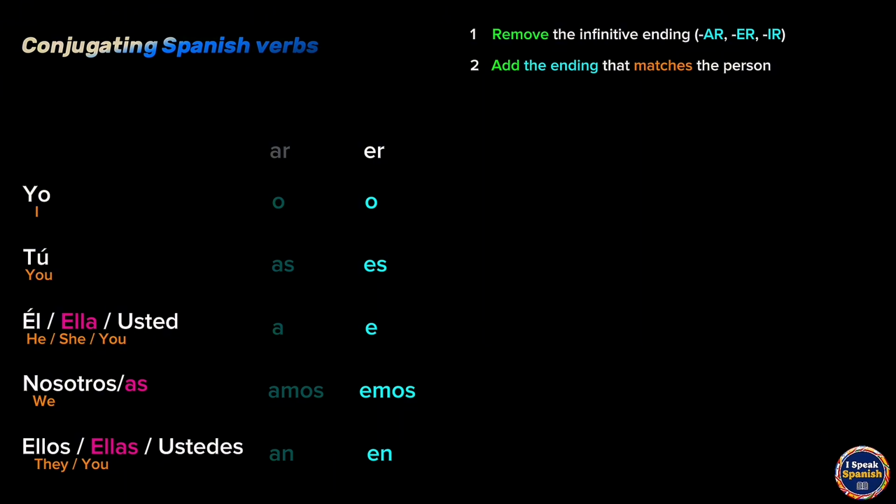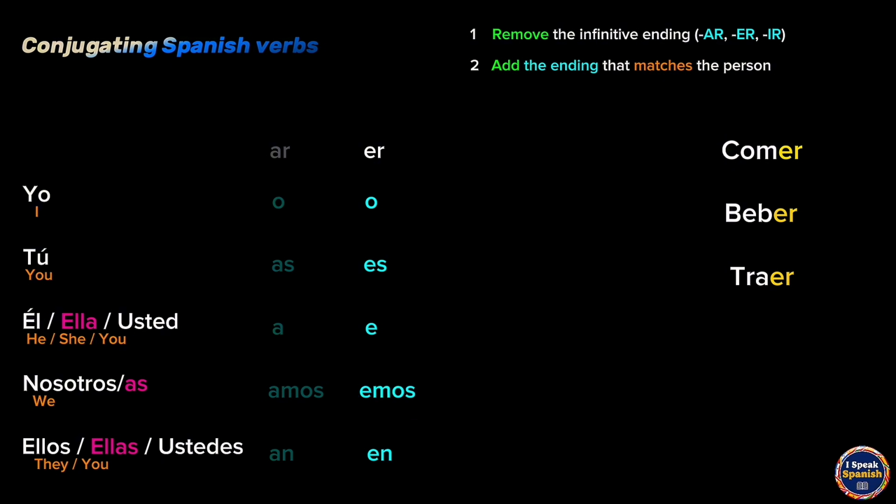Now, let's jump to the er verb endings. You know, like comer, beber, traer. And here is the ending for those. O for yo again. Es for tú. E for él, ella, and usted.